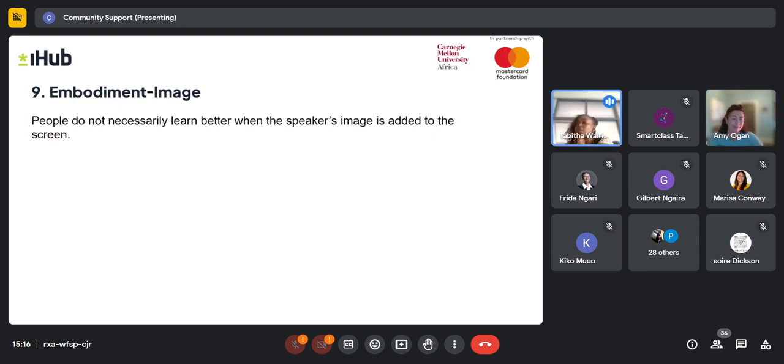Mm-hmm. So the next one is embodiment image. We had a discussion, for those who were here for the deep dive, you remember the discussion around talking heads, the way we all did PowerPoints with talking heads, where you do the corner where you're talking and then the arrows going from your head to the bottom, trying to explain things. What we said the last time is that adding your face in the corner to what you're teaching does nothing cognitively for the person who's learning.